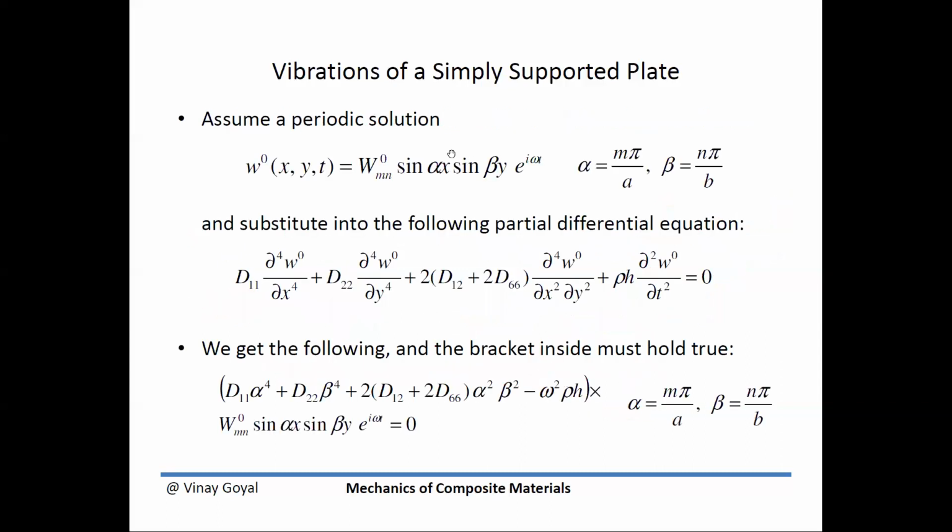So if we assume a periodic solution that looks like this, we have W naught, which represents the transverse deflections of the plate, and note that it could be time varying. We make that equal, by using separation of variables, to this coefficient Wmn, sine alpha x, sine beta y, e to the i omega t. And note how alpha is m pi over a and beta is n pi over b.